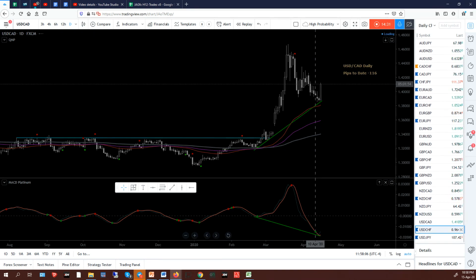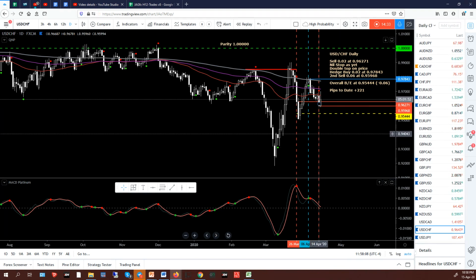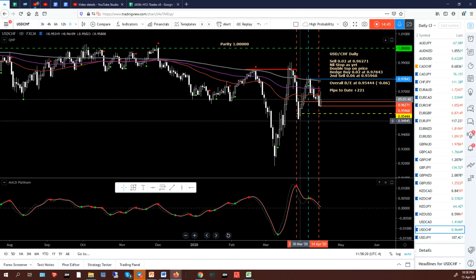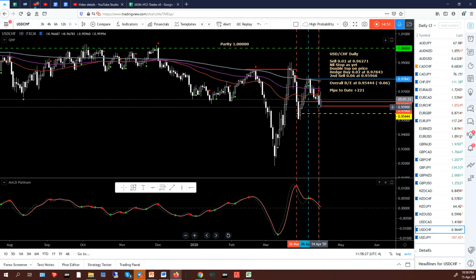So look at these last couple of pairs. USD Swiss franc. Sell here. MACD pattern above the zero level, trends down, double top. Read my notes. Went down nicely for one day, then just went straight back up. Took a buy, hedge buy. Then it took a while to get going down again, and I took a second sell this morning.